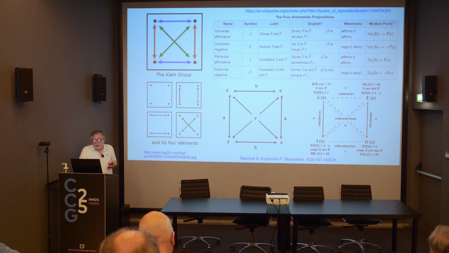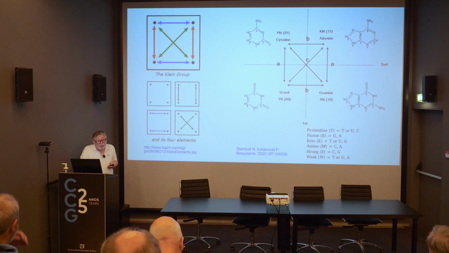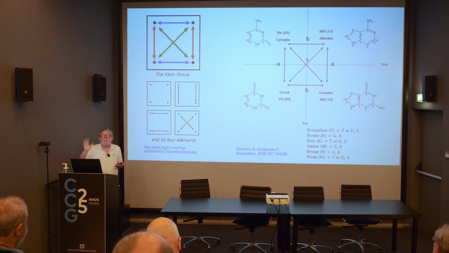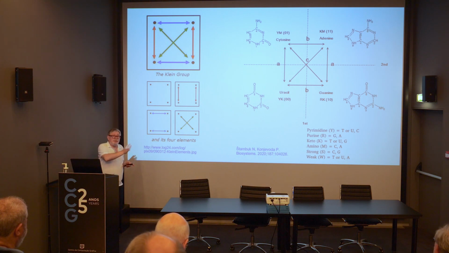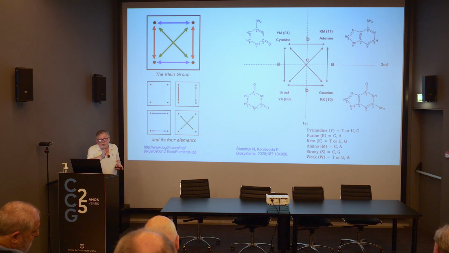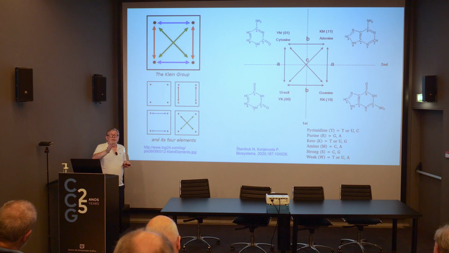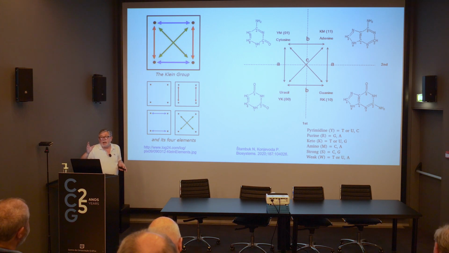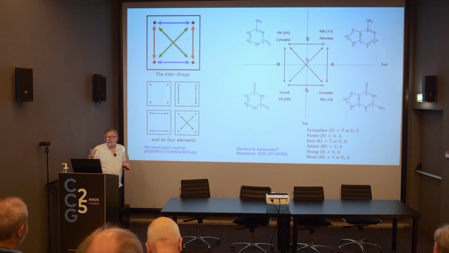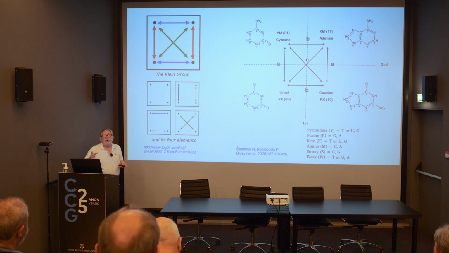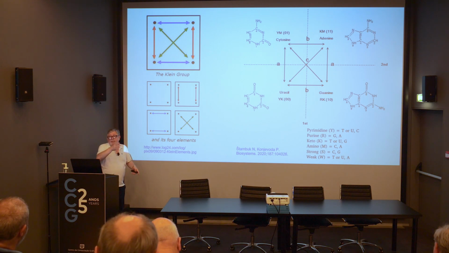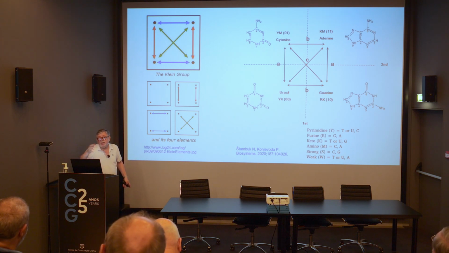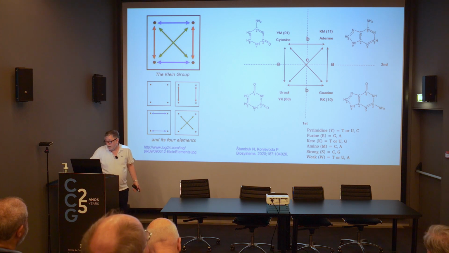But of course, the ideal positions are 0 for U, 0.33 for C, 0.67 for G, and 1 for A. It's basically 1, 3, 5, 7. That doesn't matter.